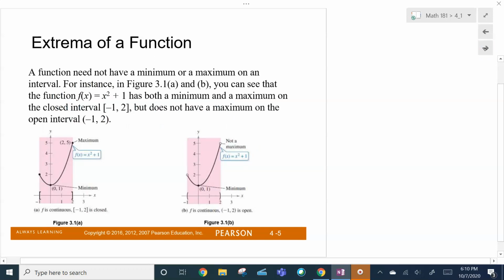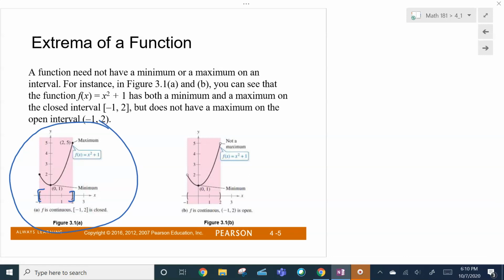Let's say we have a closed interval here, from -1 to 2. Since it includes 2, it includes this point up here. Here's our maximum, because it includes that point, the highest point on that interval. And here's our minimum, the bottom of the valley there, which is defined.